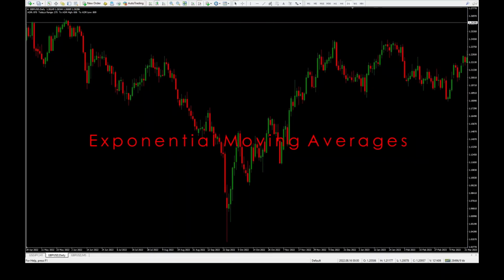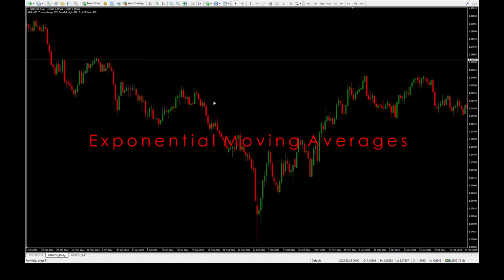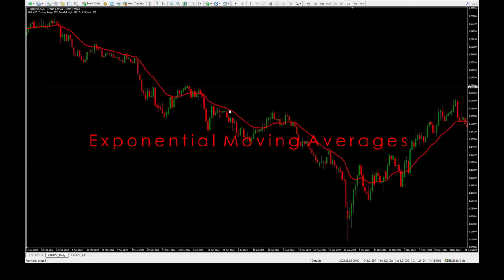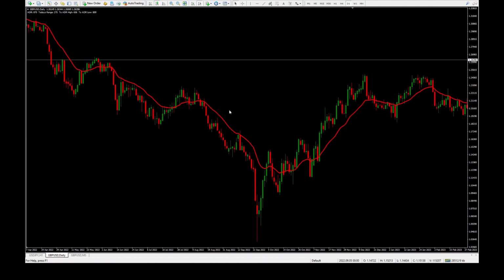Moving averages are one of the most popular tools in technical analysis, and the exponential moving average is a particularly useful one that can help you identify potential trend reversals. In this video, we'll cover everything you need to know about the exponential moving average cross strategy, including how to set it up and trade with it. And we will try to provide a live trading example so you can see how it works in action.